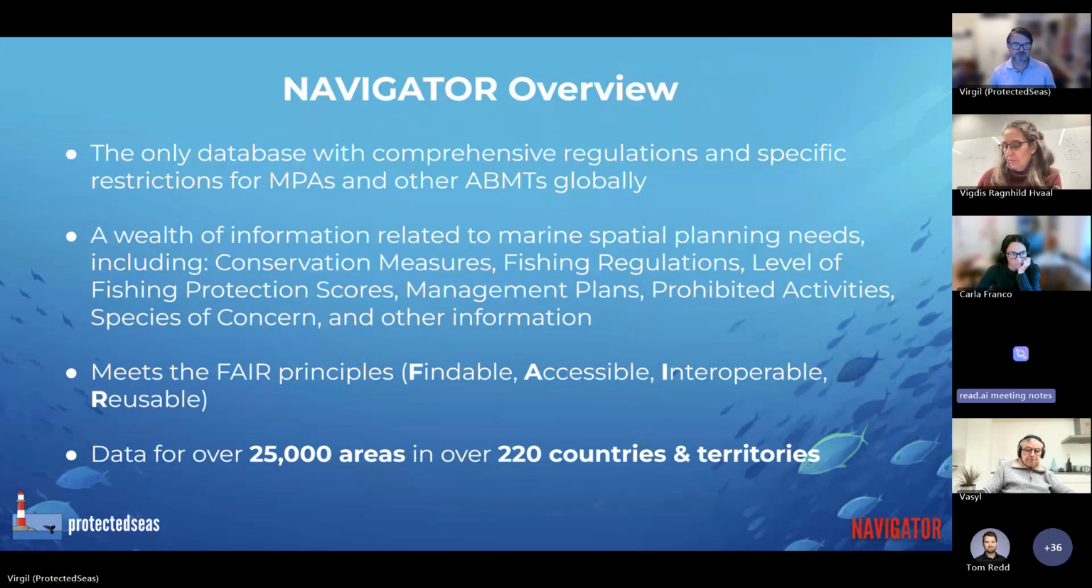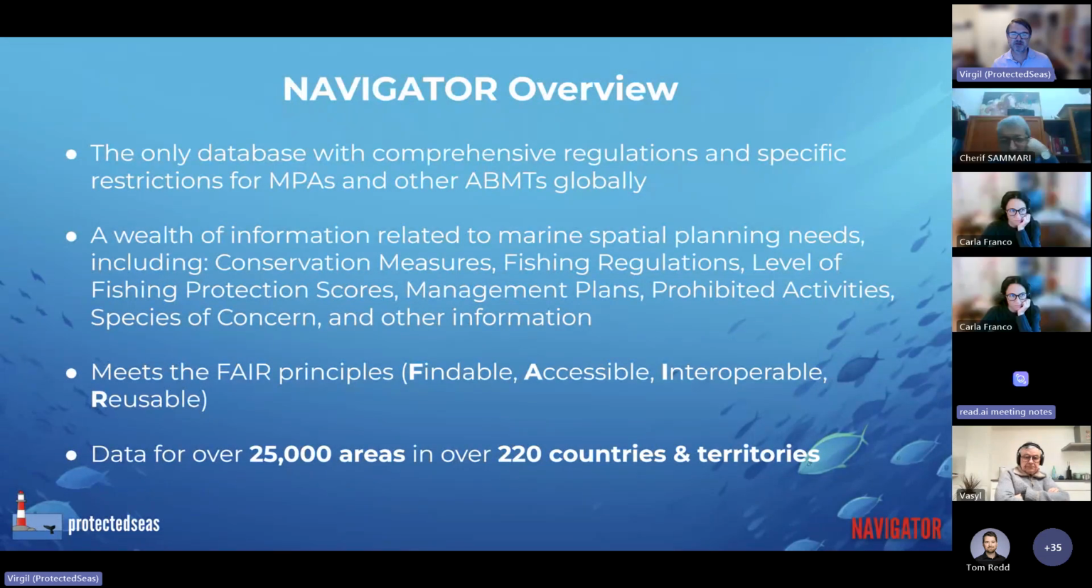In terms of scope, we have over 25,000 areas, and that is growing, in over 220 countries and territories. So we would have what we would consider a fairly full review of marine protected areas globally. Fisheries are currently in North America, but increasingly we're publishing fisheries for Europe. We do have fisheries in Australia and New Zealand, and over the course of the next year, we'll be adding fisheries management areas for many more countries.